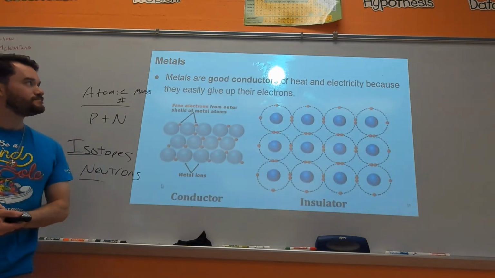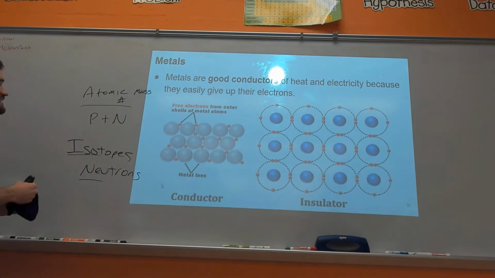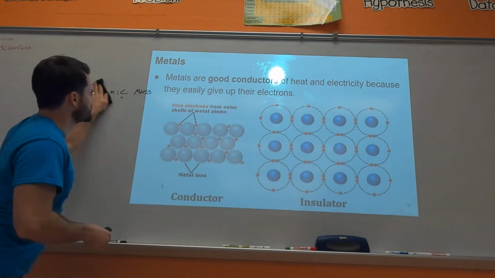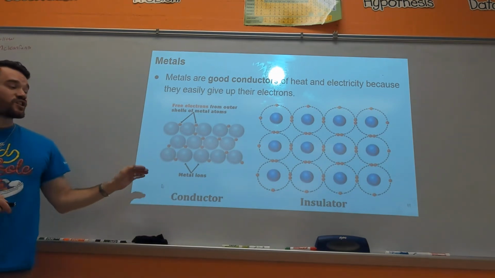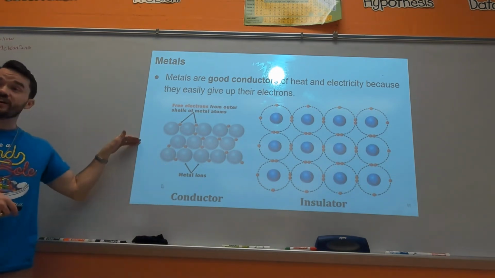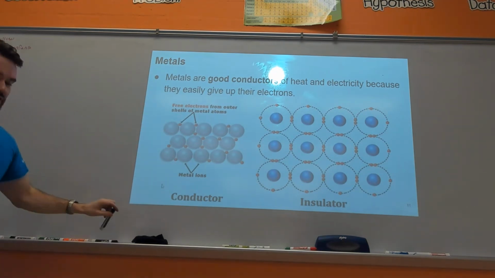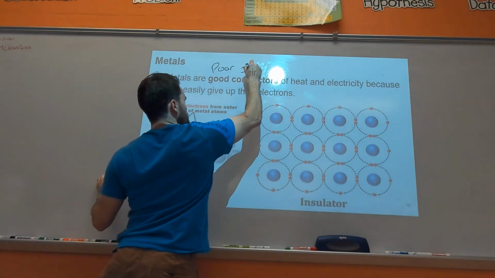Okay, moving on. As I mentioned, metals are good conductors of heat and electricity. So there are conductors and insulators. These are opposites of each other. If you're a good conductor, you're a poor insulator. So when I say metals are good conductors, that's the same thing as saying a poor insulator.